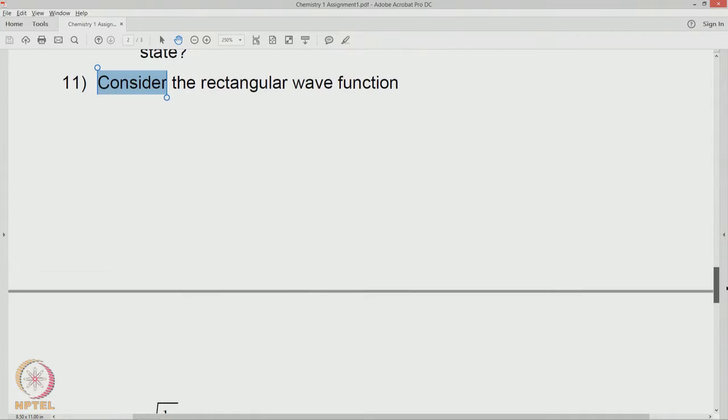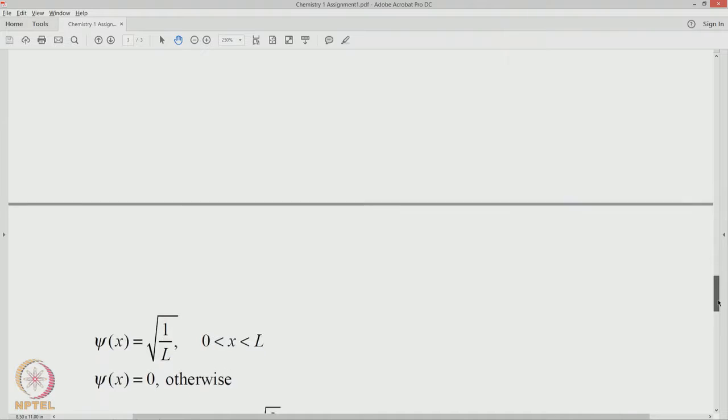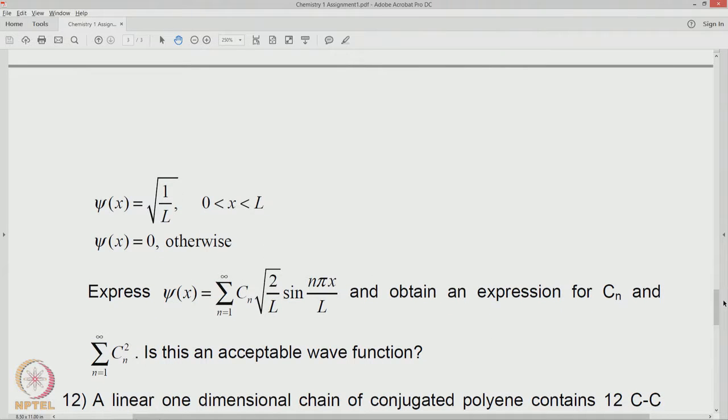Problem 11 is to consider the rectangular wave function psi of x equal to square root of 1 by L between 0 less than x less than L, and the function is 0 otherwise. You are asked to express this wave function as a linear combination of the eigenfunctions of the Hamiltonian, and also obtain an expression for Cn and Cn square. Is this an acceptable wave function?